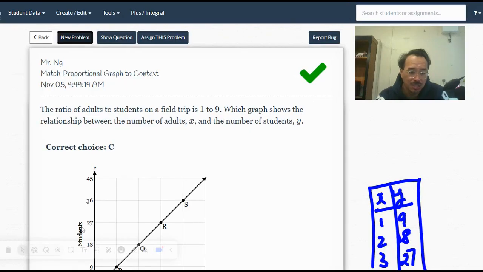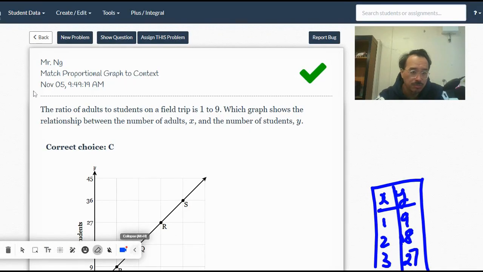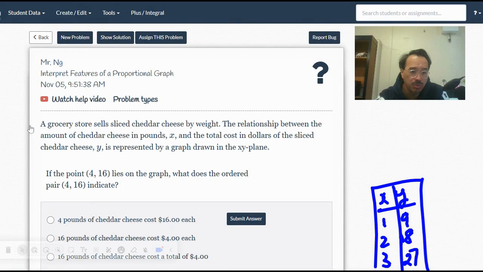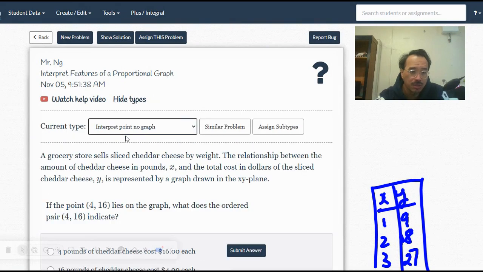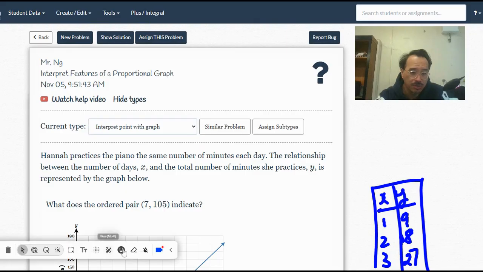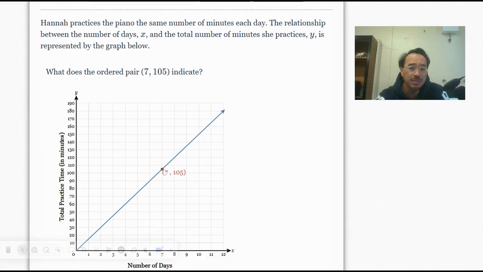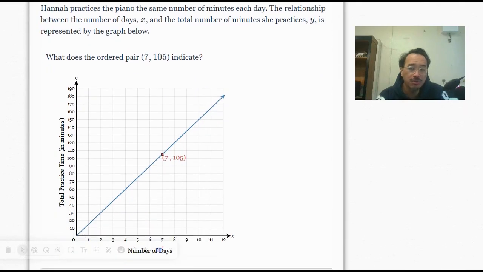All right, so now there's a second question I'd like you to answer. Okay, second type of question. Interpret point of a graph. Okay, all right. So this is the kind of question you have to do now. So I'll read. Hannah practices the piano the same number of minutes each day. All right, very nice of her. The relationship between the number of days, X, so number of days is down here, as you can see, and it is number of days, okay? And the number of minutes she practices, Y, is on the table below.